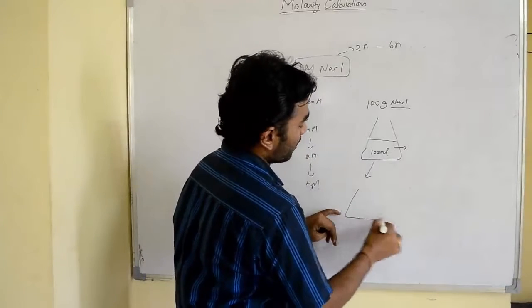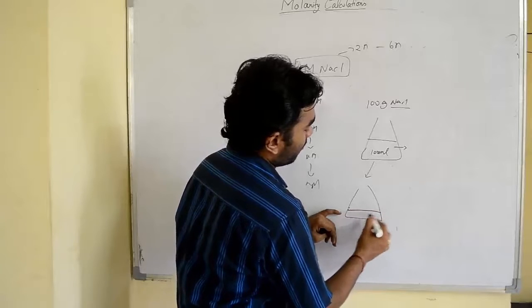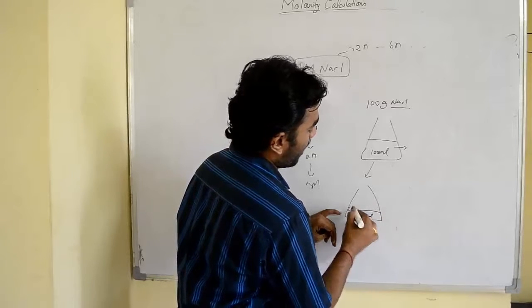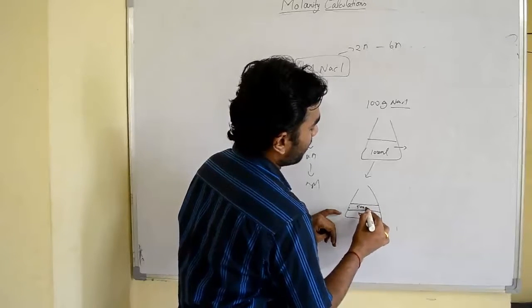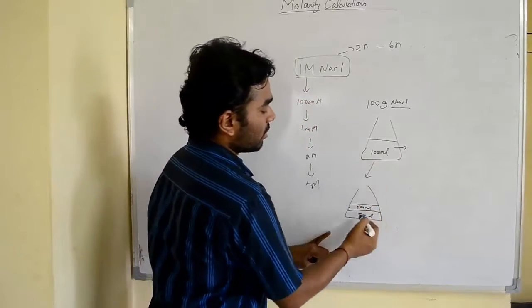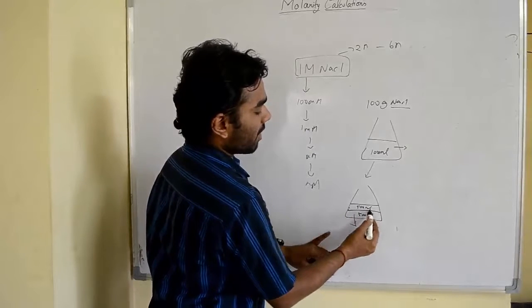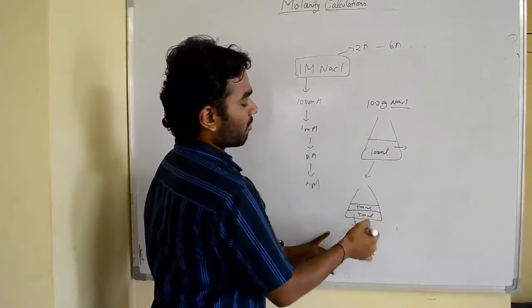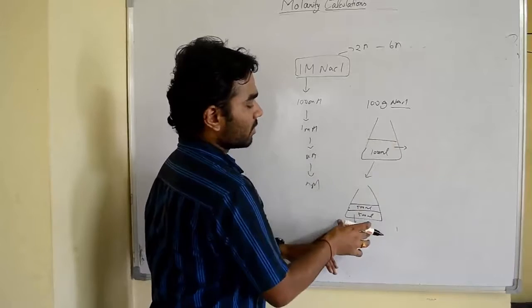So I will take 500 ml and I'll add 500 ml. So here the concentration of the sodium chloride gets decreased. Here I am taking 500 ml water. I took 500 from this. So the concentration is reduced.